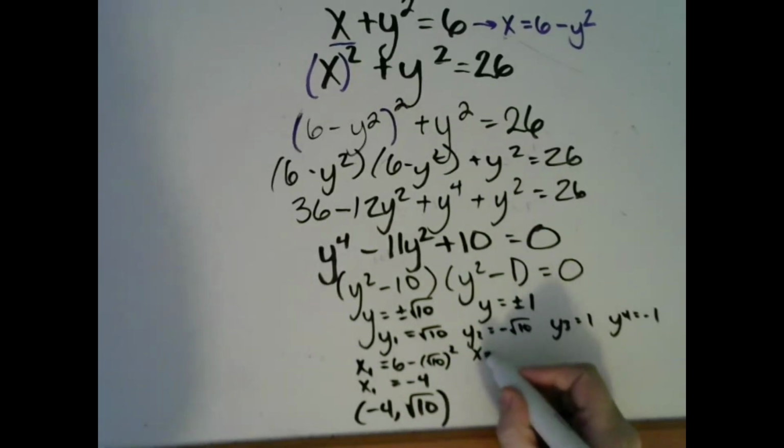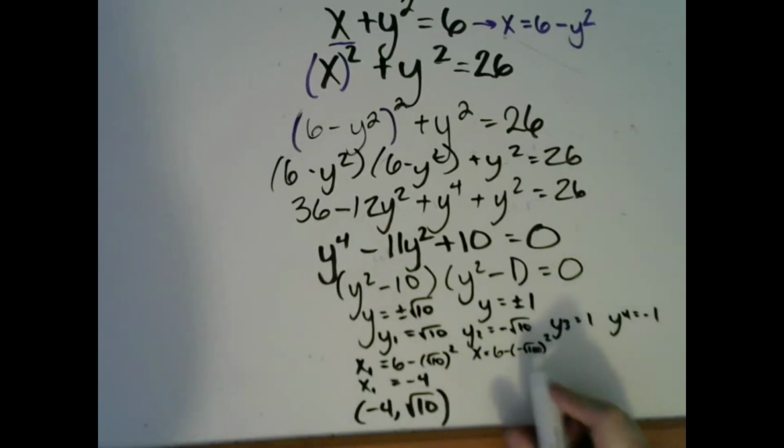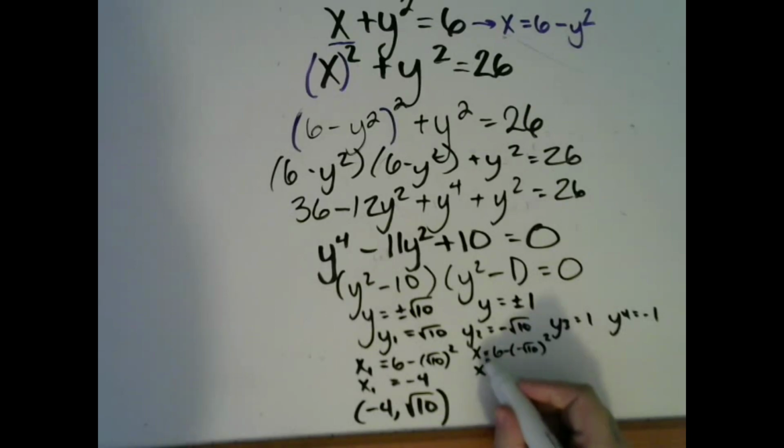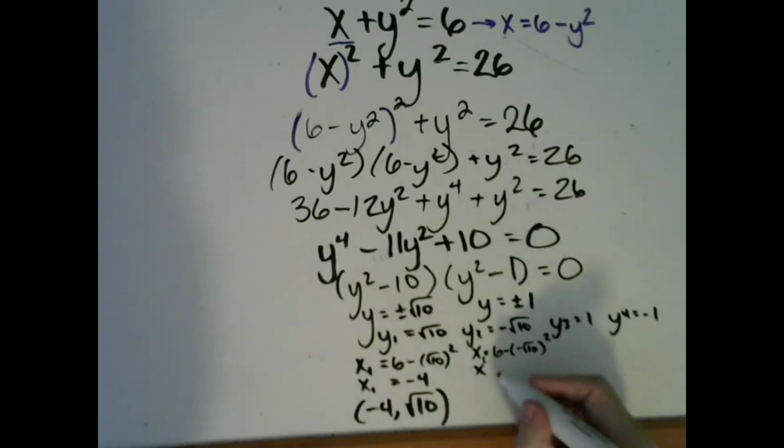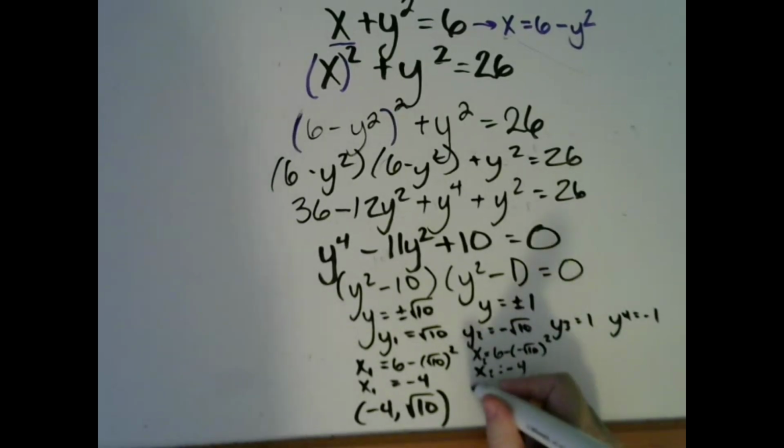Repeat this process with each of your solutions. Notice my use of parentheses because this does have an effect on your answer. Again, I get negative 4.